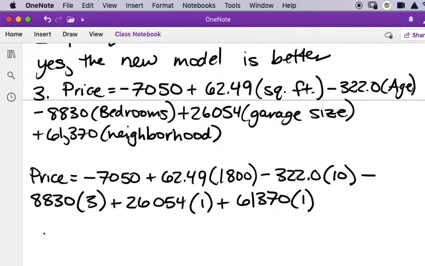So type this all into your calculator and you can get a predicted price for the home of $163,146. So predicting is just about plugging the numbers into your model for whatever the home or whatever it is that you want to predict, plugging the numbers in for the x variables and doing the calculation and then getting the y variable. That's all predicting is.